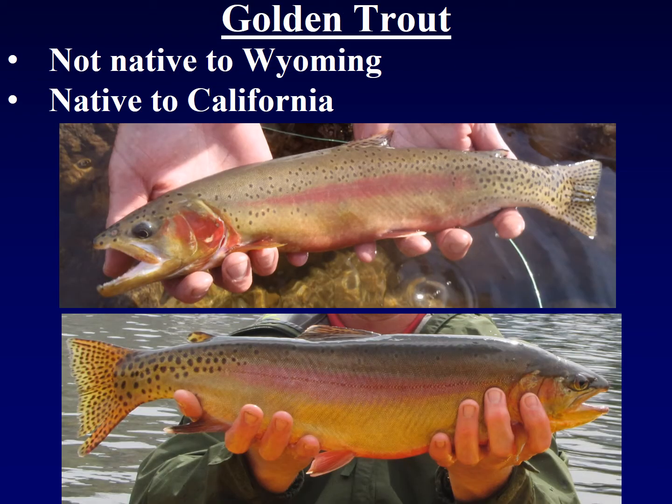Golden trout are a close relative of the rainbow trout. They also are not native to Wyoming. They're native to California, but they've been introduced to Wyoming for sport fishing. The Wyoming Game and Fish Department currently stocks golden trout by helicopter in lakes within the Wind River Mountains, and people come from all over the world just to catch golden trout.